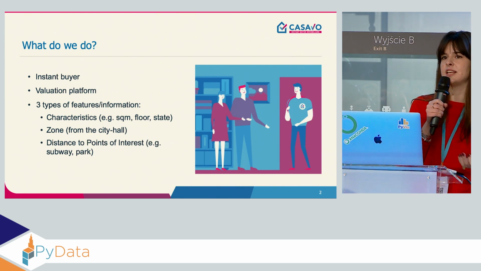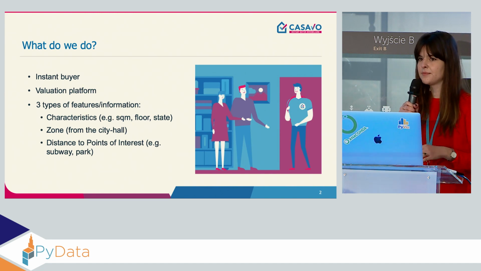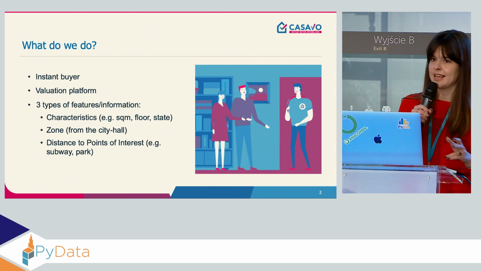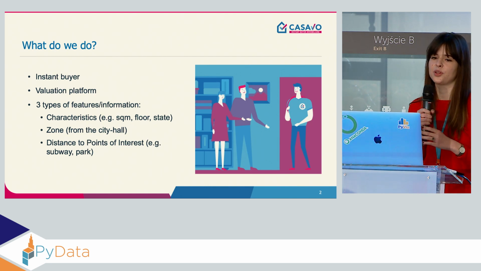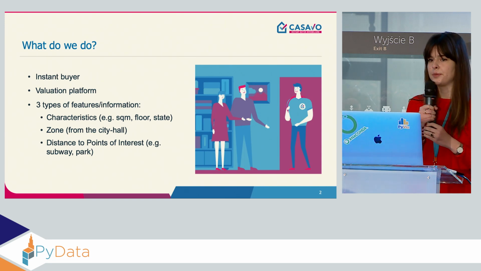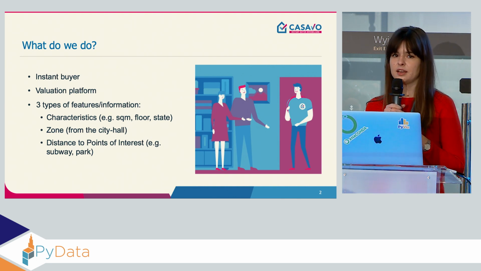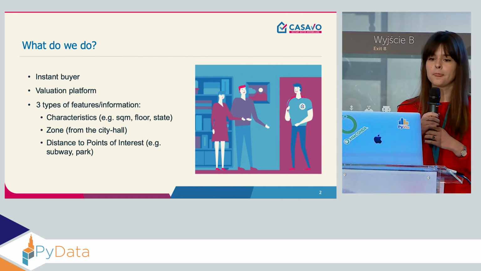So the advantage for our customers, for the persons that want to sell an apartment, is that we guarantee that we buy the apartment in 30 days, which is a lot less than the average in Italy. In Italy it takes between 3 and 6 months most of the time. And for the person that buys the apartment from us, the advantage is that they buy a renovated apartment.